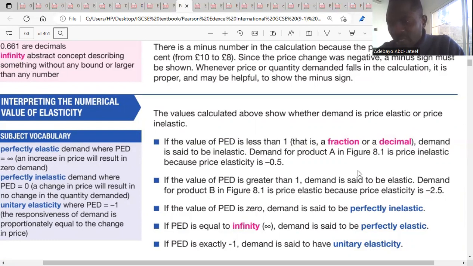Do you get it? Then if it is minus 1, it means that the demand for the product is unitary. If your percentage change in the quantity demanded equals minus 1, it means that the price elasticity of demand is unitary. If it is less than 1, it is price inelastic. If it is greater than 1, it is price elastic. If it is 0, it is perfectly inelastic. If it is to infinity, it is perfectly elastic. If it is minus 1, it is unitary.